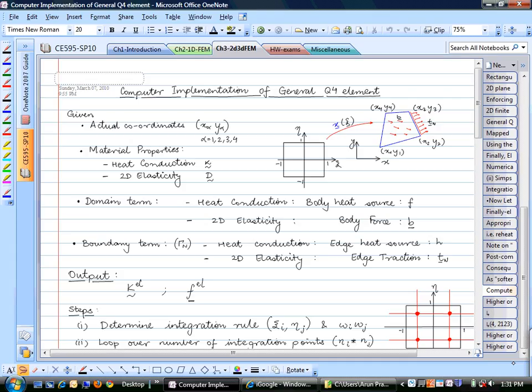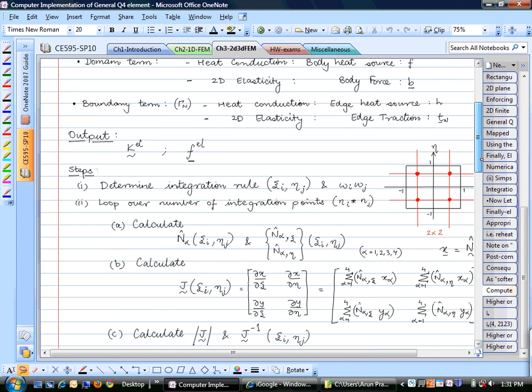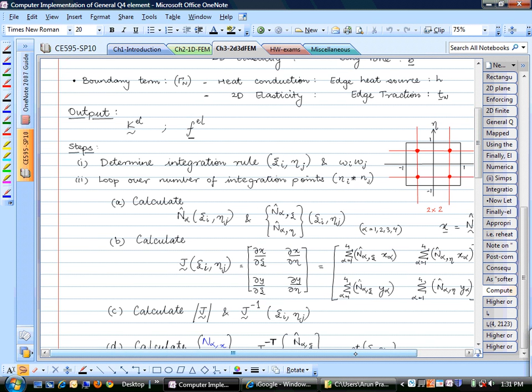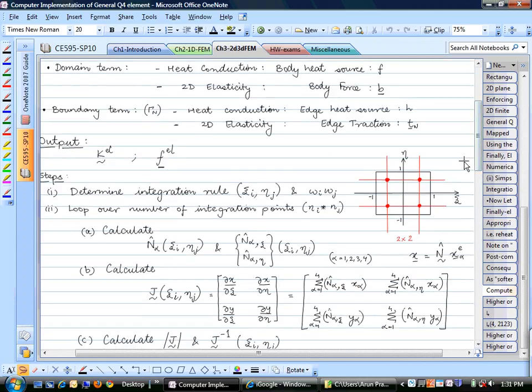All right. So what we had started last time, or actually, let me just go over this briefly. We went over the steps to calculate the element stiffness matrix and the element force vector for a general Q4 element last time. The idea is that if somebody gives you the 4 coordinates of a general Q4 element, you should be able to calculate all the different quantities in there.